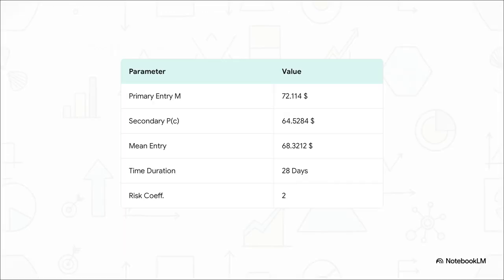Now, let's look at the fixed mathematical parameters for this phase. The primary entry M sits at $72.114, while the secondary entry PC is at $64.5284. That gives us a mean entry of $68.3212. The trapezoid time duration is set to exactly 28 days. And the third triangle domain is 28.6%. Finally, we have a risk coefficient of 2.